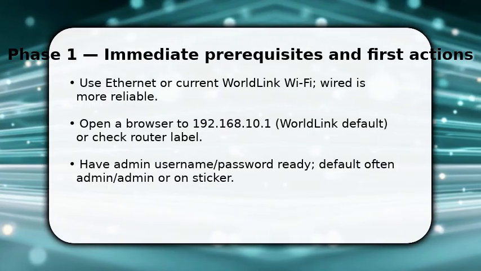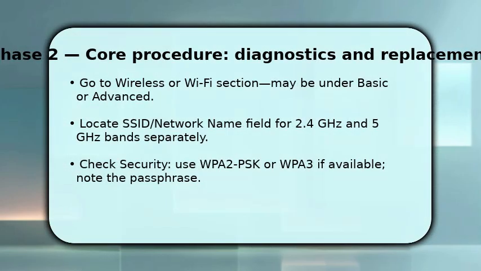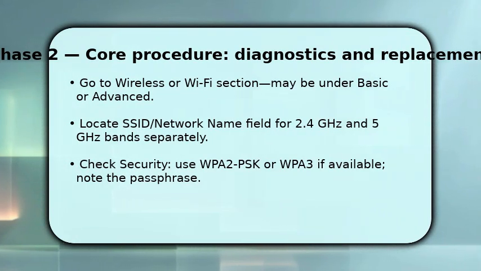Once logged in, navigate to the wireless or Wi-Fi settings. Some WorldLink interfaces place this under Basic, others under Advanced. You'll see separate tabs or sections for 2.4 GHz and 5 GHz. Select the band you want to rename and find the SSID or network name field.